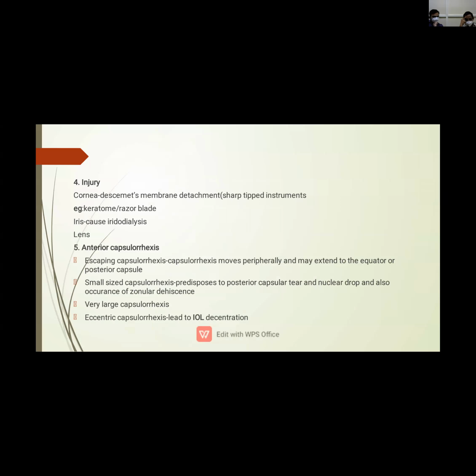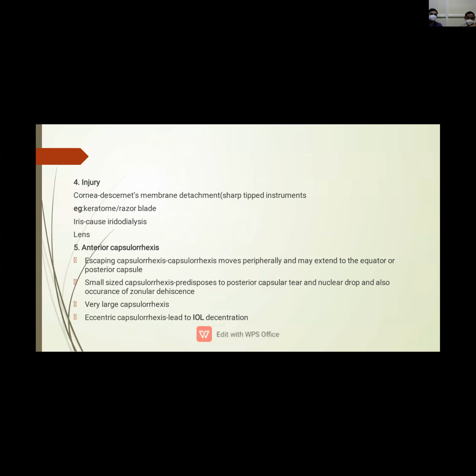Injury can occur to cornea, iris, and lens. If injury to cornea occurs, there may be Descemet membrane detachment. It is due to use of sharp-tipped instruments like keratome or razor blade. Injury to iris can cause iridodialysis, where there may be tear of iris from root. There can be injury to lens.